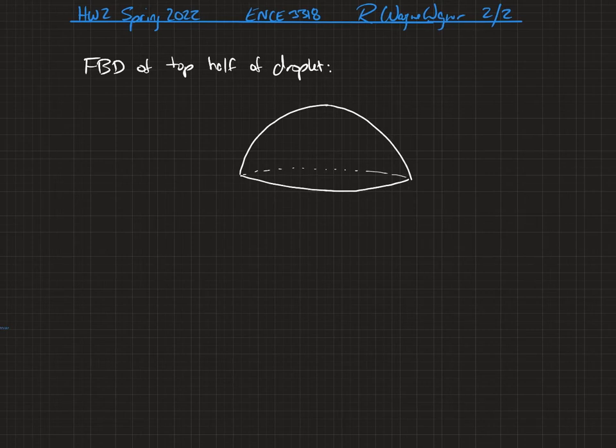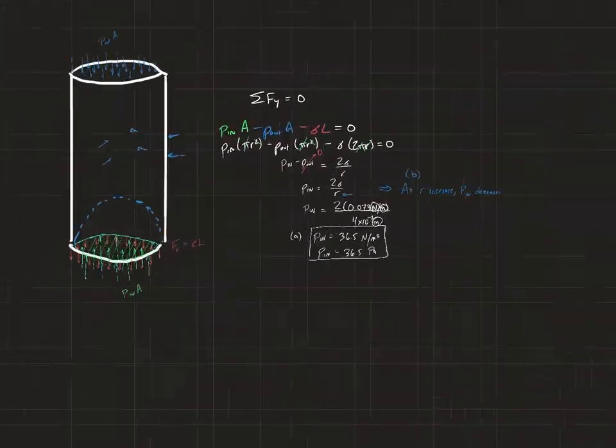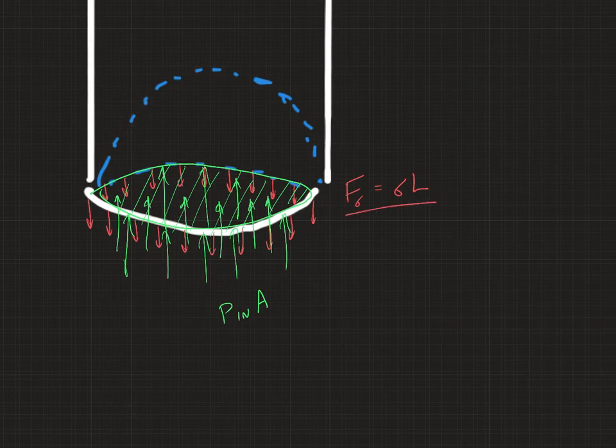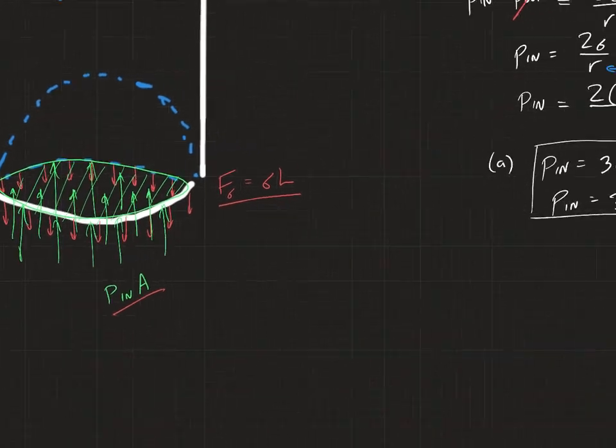Okay, the bottom of this thing looks just like what we just did. So I'm going to scroll out over here. So the bottom half of this thing is exactly like this. Okay, so there's no reason, I'm not going to double that up. I'm just going to draw it as a single area, P and A, and F equals sigma L.